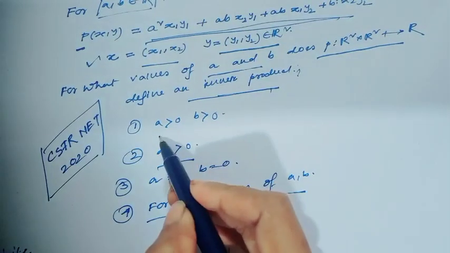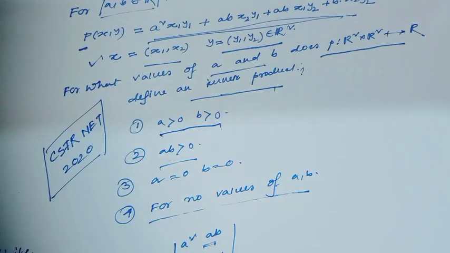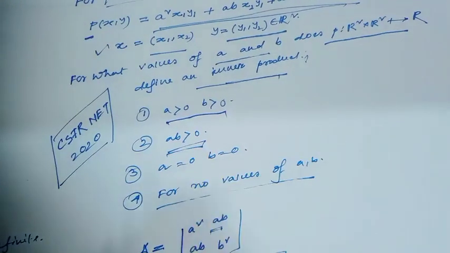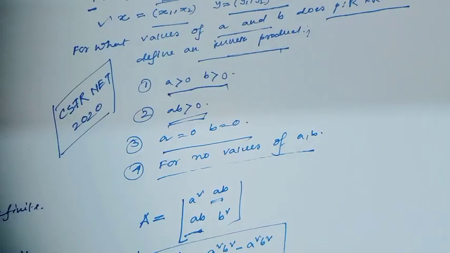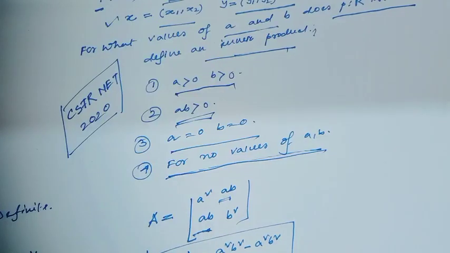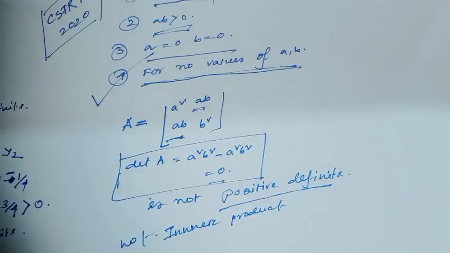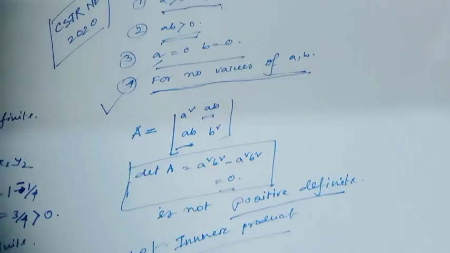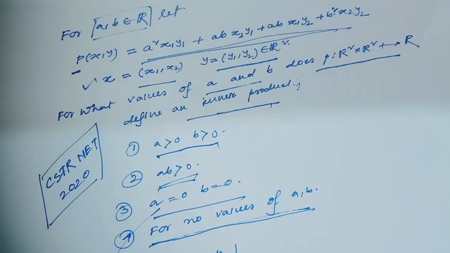Option 1 indicates inner product for a greater than 0 and b strictly greater than 0. Option 2 indicates ab strictly greater than 0. Option 3 indicates a equal to 0 and b equal to 0. And option 4 indicates for no values of a and b. Option 4 is the right option. This is not an inner product. So, for no values of a and b is this an inner product.